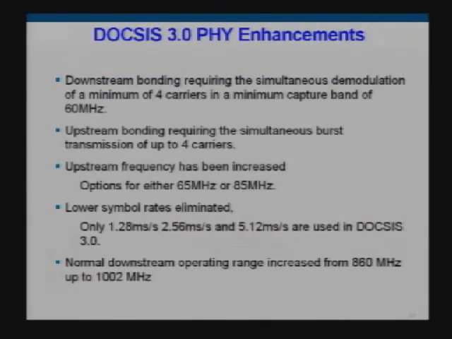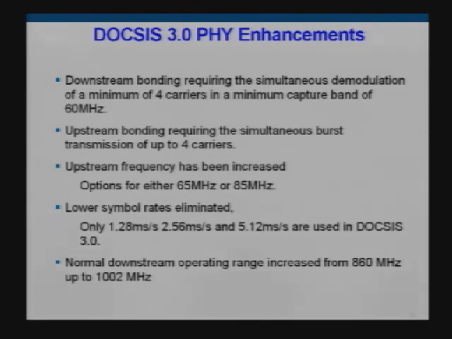So, some of the enhancements here, as far as the bonding capability is concerned: a DOCSIS 3.0 compatible cable modem should at least support channel bonding in the downstream direction for 4 channels. That is the minimum requirement. And in the upstream direction, again, it has to support 4 carriers.